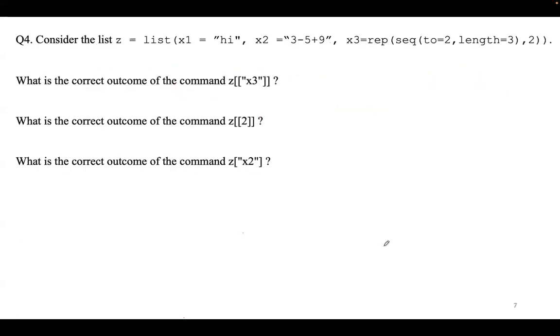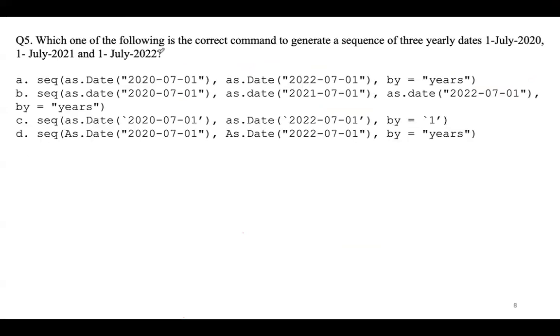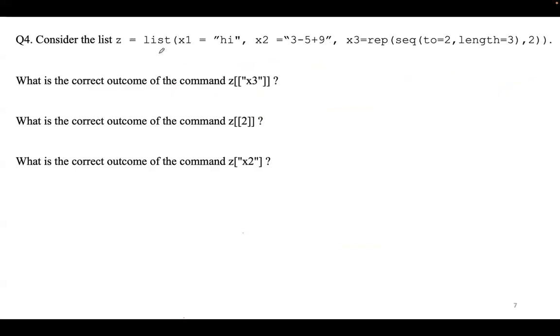So this is a question that has almost everything that we covered today. It has rep, seq, and list. So let's try to make that list. It's just one more question after this. Can you guide me on what each of the elements here are? What's the first element of the list?